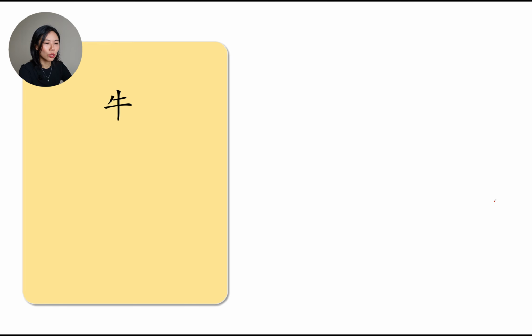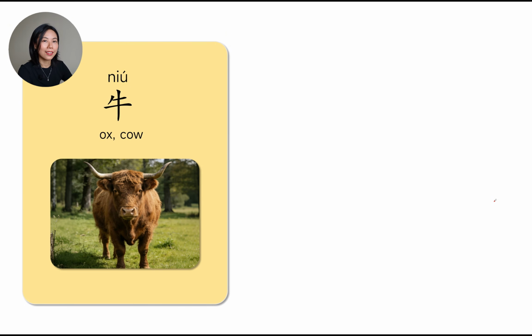下一个 next one, 牛 is the ox or cow. Like I mentioned at the beginning of this video, the dog radical can refer to animals with 4 feet, but it's not referring to all the animals with 4 feet, like ox, sheep, etc., right? And because they have their own radical.